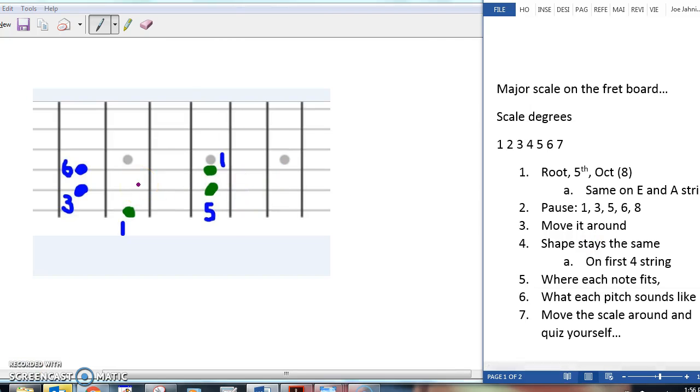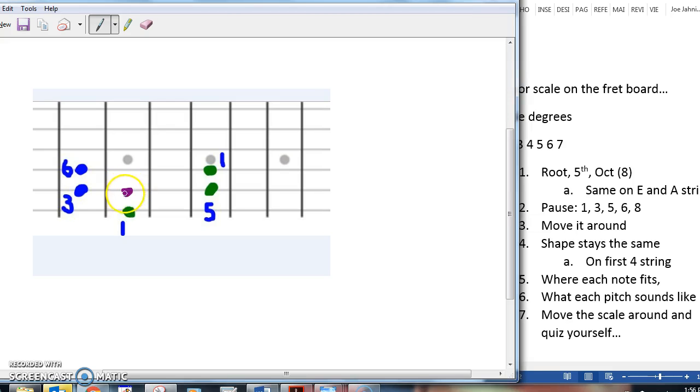So once you're comfortable with this, you want to add in a few remaining pitches. Here is the 4. This is the 7. And then here's the 2, where I drew that 5 there, which is kind of silly of me. So we have 1, 2, 3, 4, 5, 6, 7, 1. You need to understand where all of these are and that they stay exactly the same as long as your root is on your E or your A string. Take a minute to pause and play through these and count your way through it and quiz yourself.